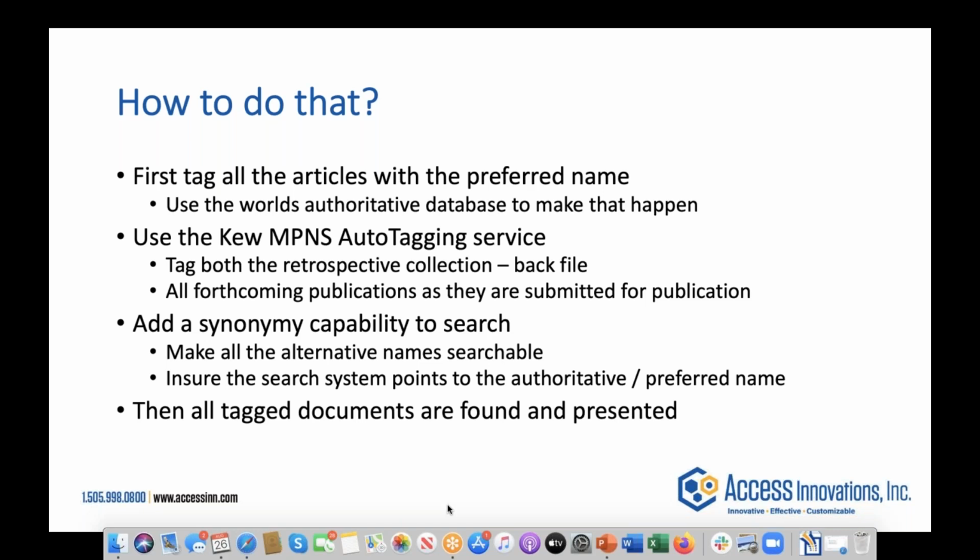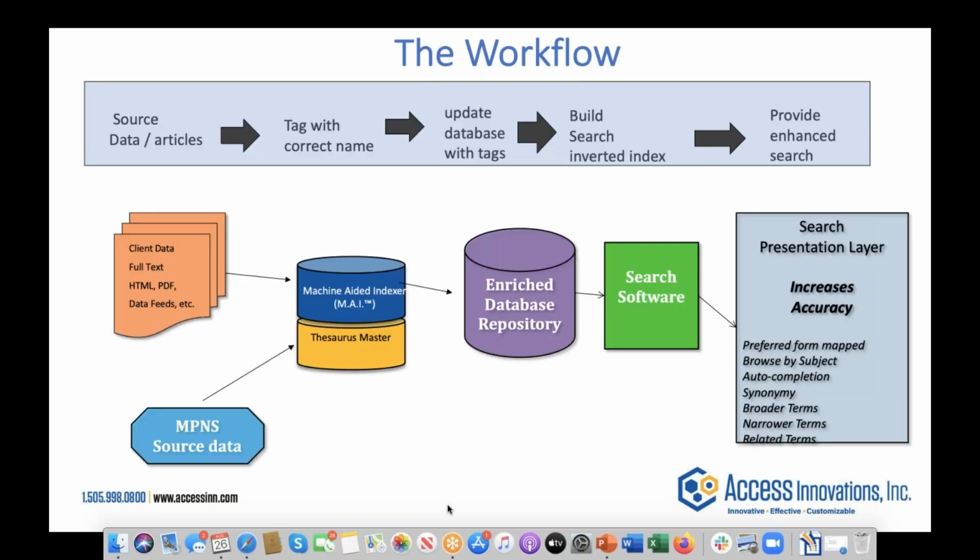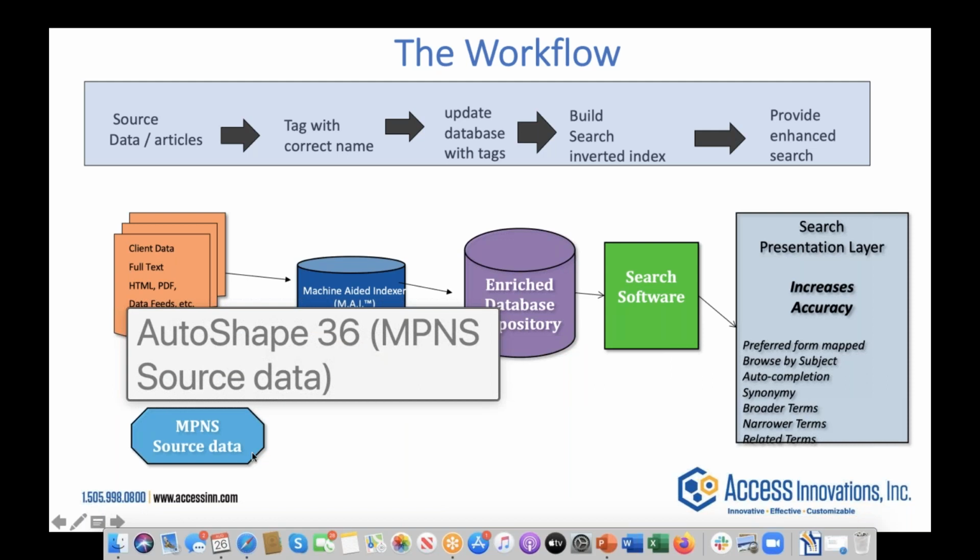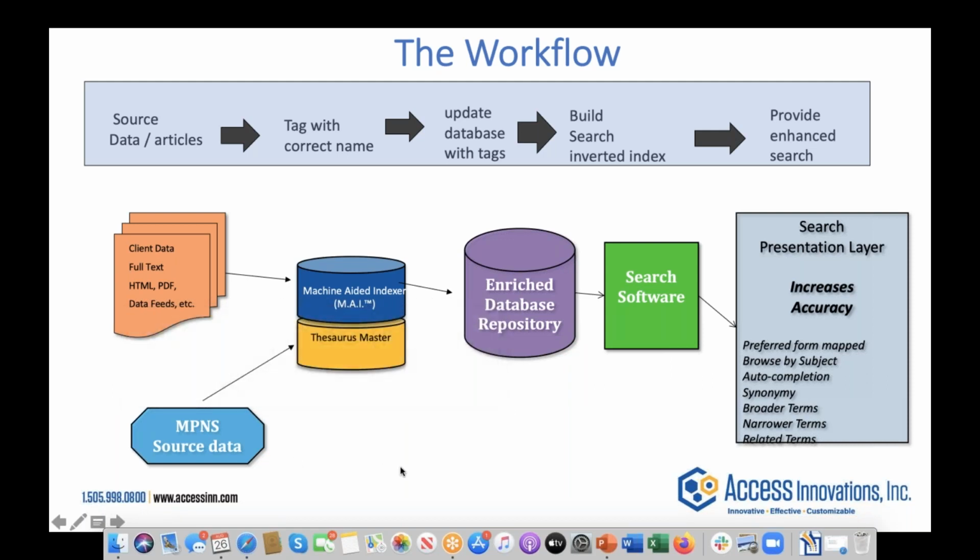And then, as Bob pointed out from his example in Medline, all the tag documents can be found and presented, whatever platform the information collection is loaded on. The way this would work is you take the source data, and that's all the incoming articles or data of any kind, and run it through or against the MPNS source data to get to the automatic indexing system, which is composed of both the source master, which manages the names, and then the automatic indexing system. That then becomes an enriched repository, which can be fed to one or many search systems.